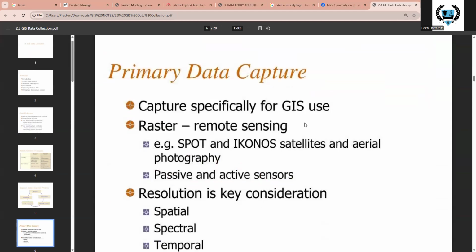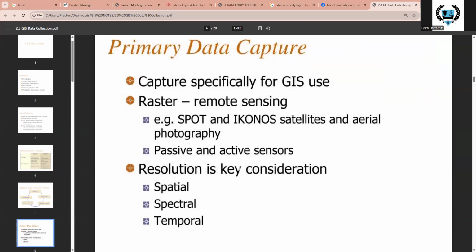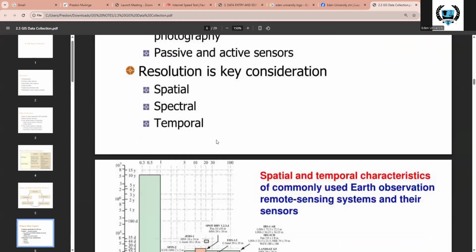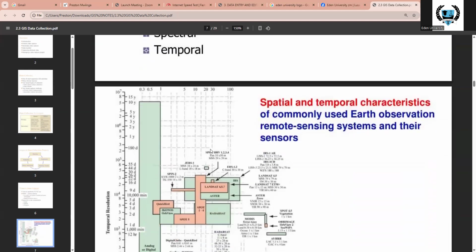Primary data capture. Capture specifically for GIS use, then raster, remote sensing, e.g. SPOT and Landsat satellite and aerial photograph, and then passive and active sensors. Resolution is a key consideration, which is spatial, spectral, temporal. So spatial and temporal characteristics of commonly used Earth observation.